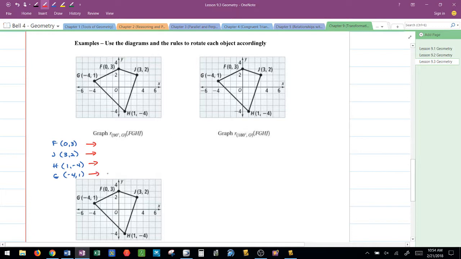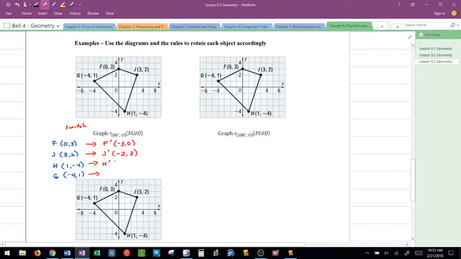Remember, rotations are counterclockwise. So if I rotate counterclockwise from F 90 degrees, 90 means switch. So I'm going to switch my x and y here. I know that (0, 3) becomes, for F prime, I'm thinking (3, 0). But it has to fit down here on the left side of the x-axis. So it's going to be (negative 3, 0). J prime, I switch it. (3, 2) becomes (2, 3). But it has to fit in quadrant 2, so that's (negative 2, 3).